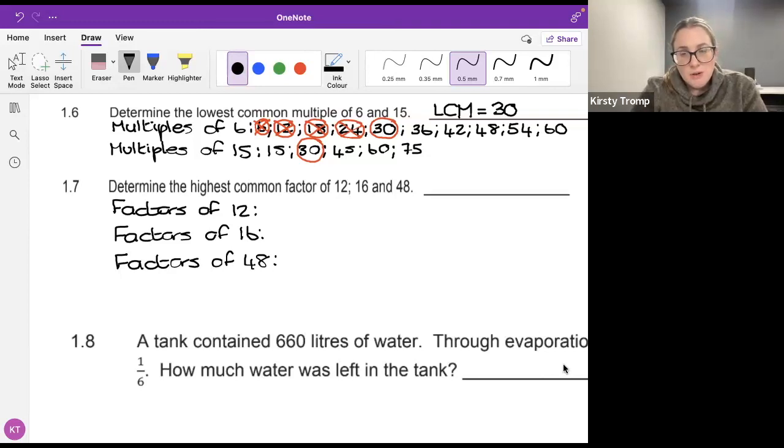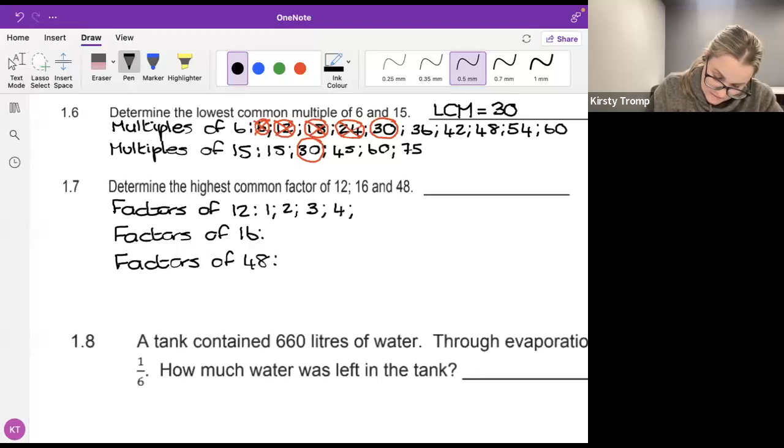All right, Amishle, are you ready to help me with the factors of 12? Yes, ma'am. Okay, Amishle, let's go. Give me the factors of 12. 1, good. 2, perfect. 3, good. 4, great. 6, great. And 12. Fantastic. Thank you so much, Amishle.